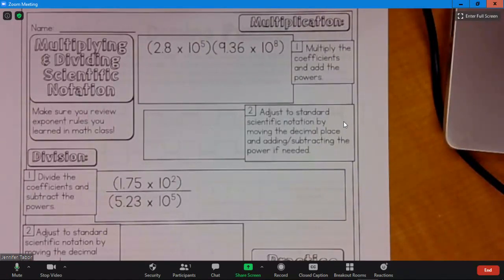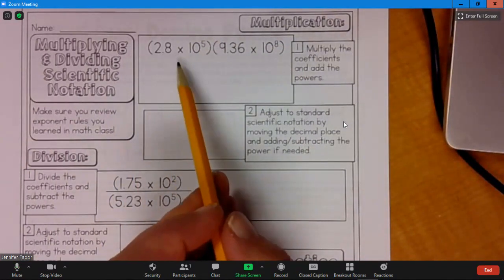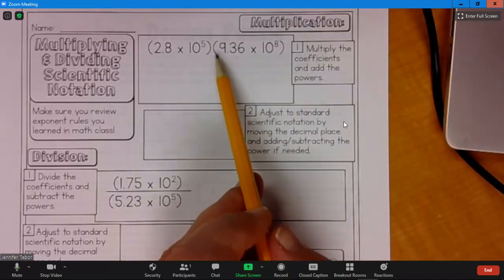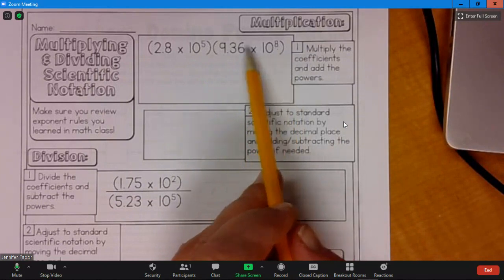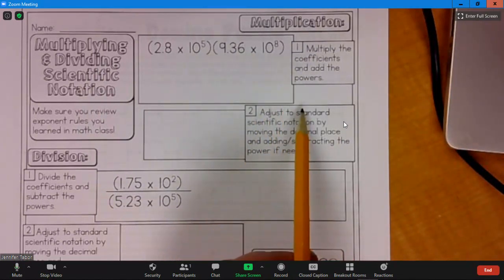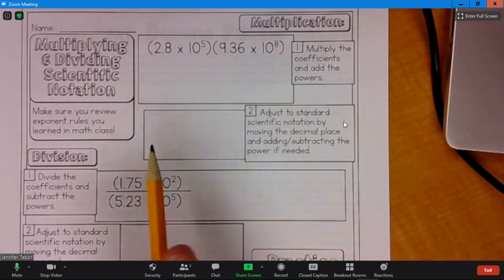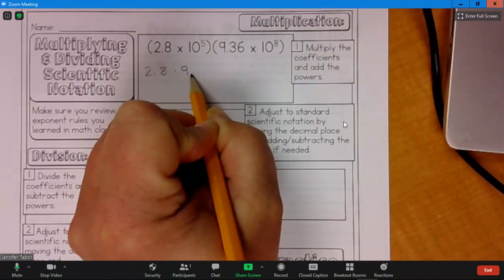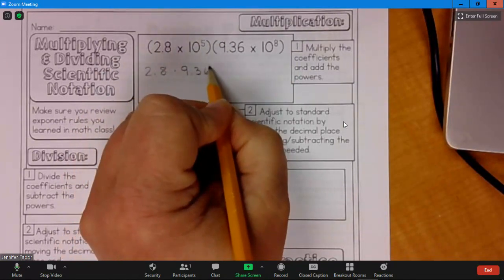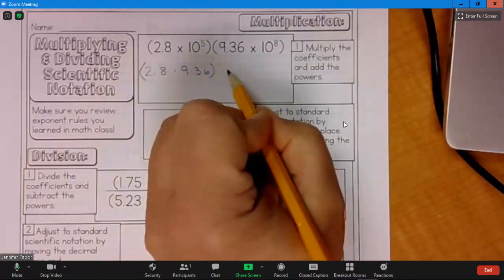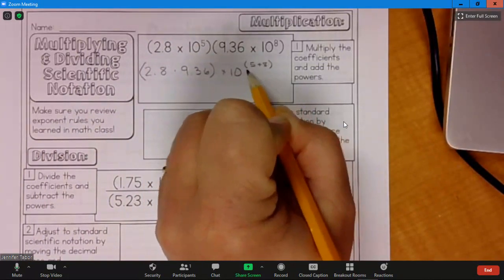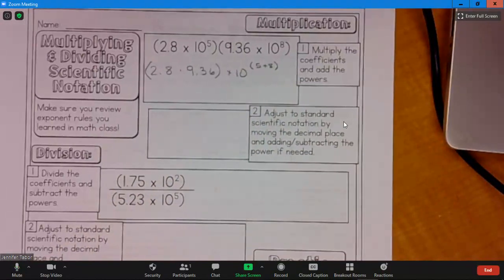Okay, so there are some super specific rules for multiplying and dividing these. Basically, when we multiply, first you're going to multiply the coefficients. And then just like with any other exponents, like you learned in math class, you add the exponents, right? So we end up with something like this, 2.8 times 9.36. You're going to multiply those together, right? And then you're going to write times 10 to the 5 plus 8 power. You add those exponents, right?